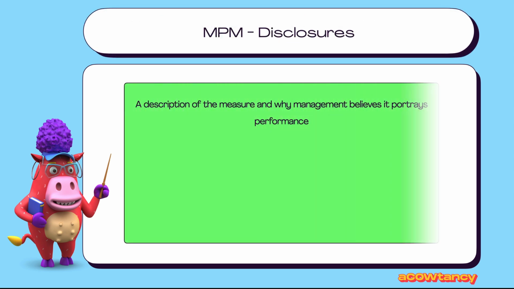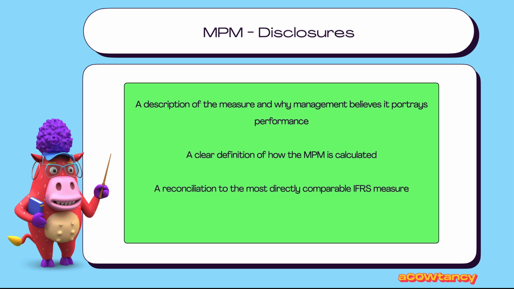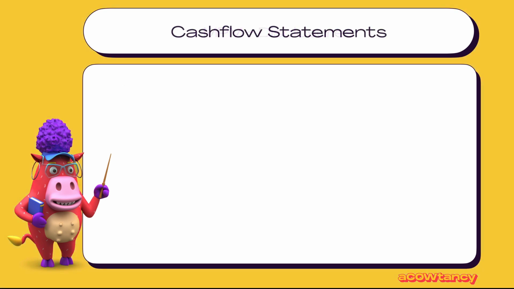So it increases transparency and discipline for the directors. Really good stuff. So what sort of things should they disclose? If they're saying underlying profit, well, describe the measure. Tell me why you think it portrays performance. Give a clear definition of how you calculated it and a reconciliation to the most comparable IFRS measure. Also, the effects of income tax and NCI on it. All good stuff really, isn't it? It all kind of makes sense.